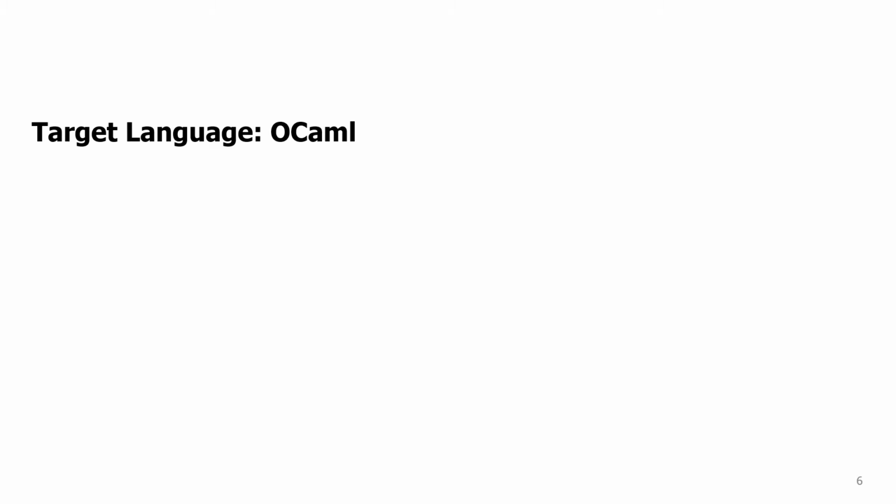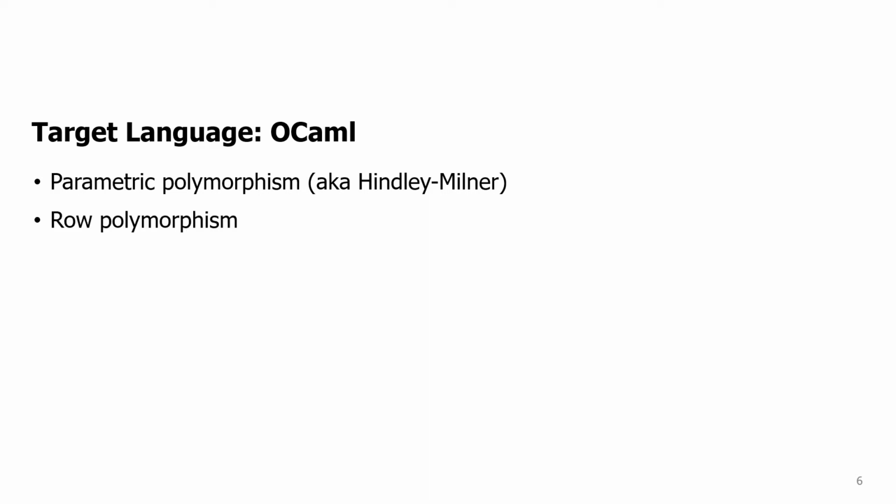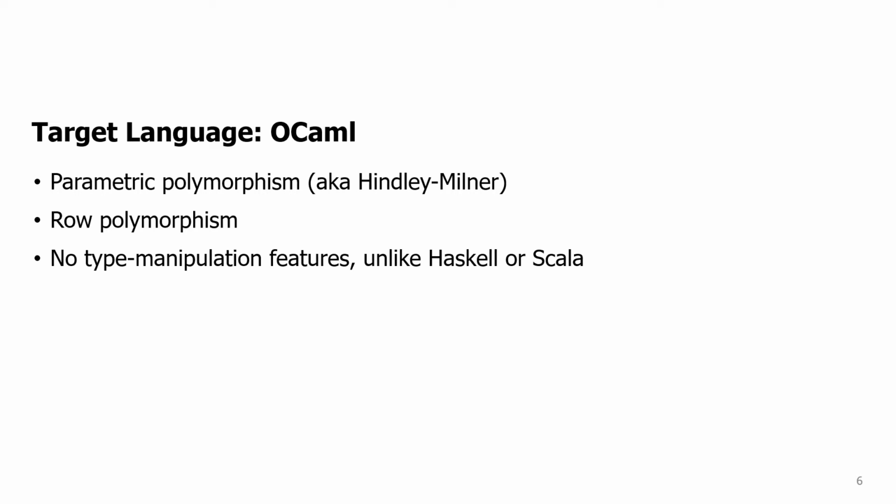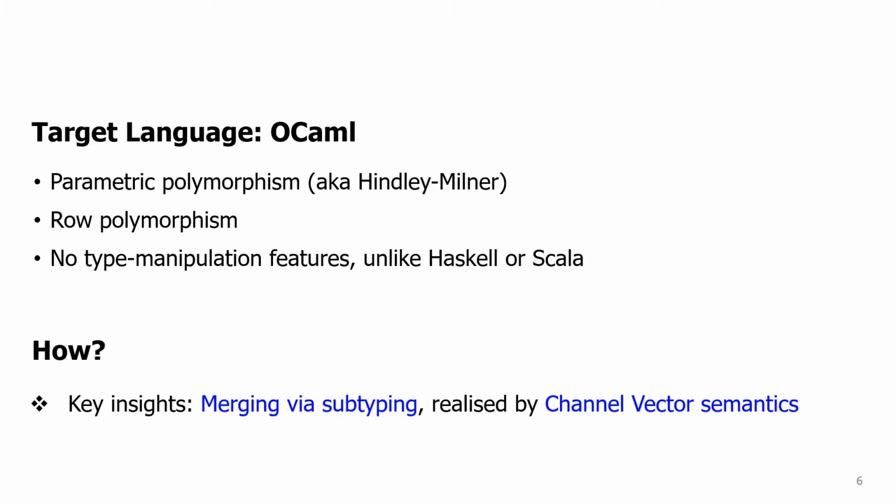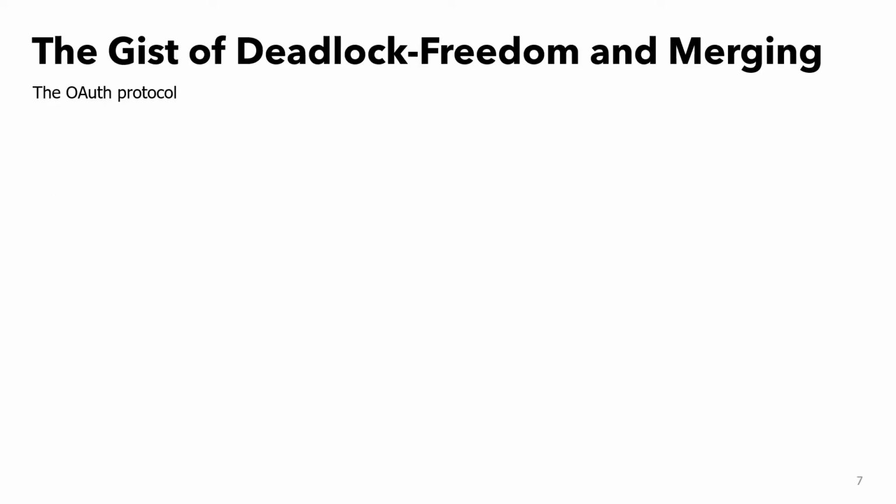Actually, our target language, OCaml, although OCaml has parametric polymorphism based on Hindley-Milner type inference and row polymorphism, it has no type manipulation features like type classes or implicits, unlike Haskell or Scala. Our implementation is possible thanks to two key insights, namely merging via subtyping and channel vector semantics. The first insight is that protocol well-formedness checking can be reduced to subtyping.